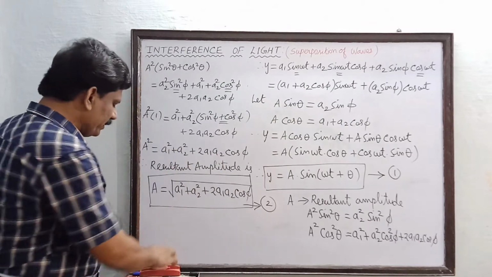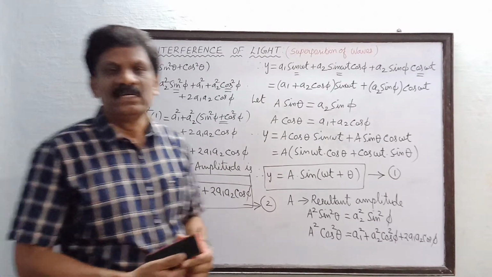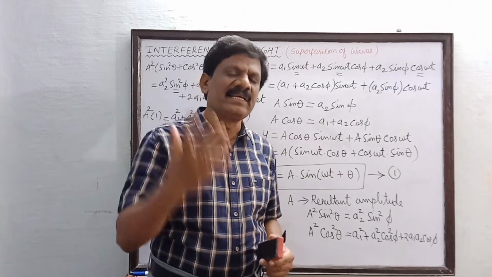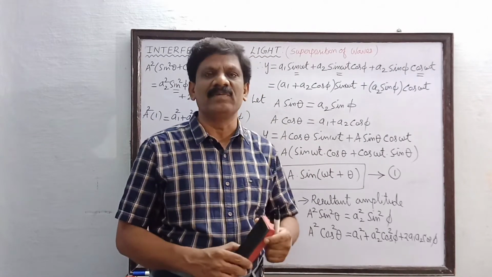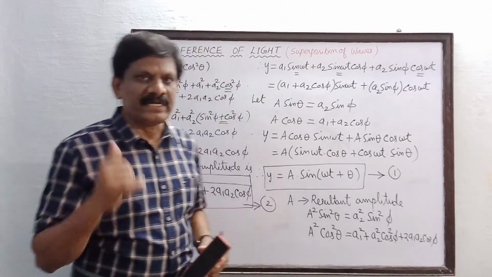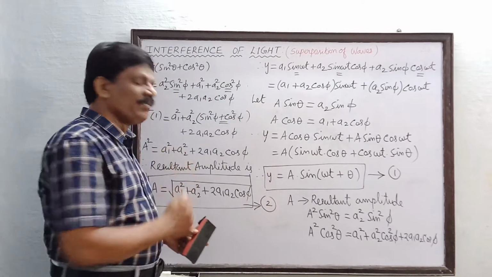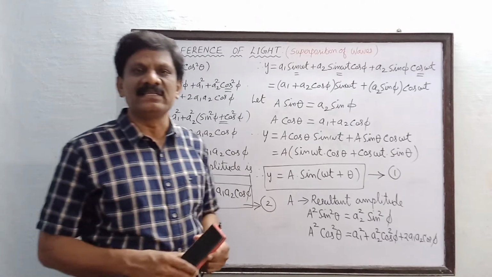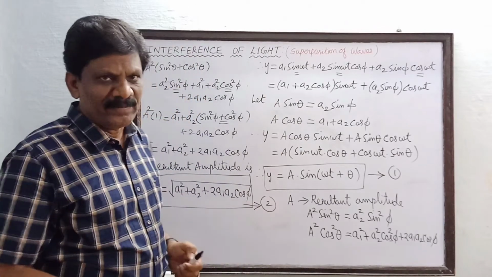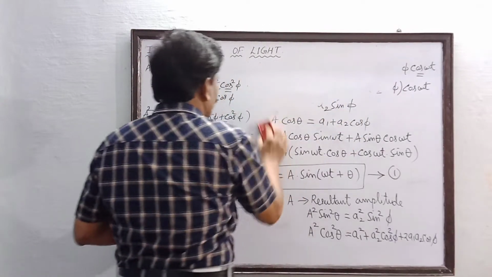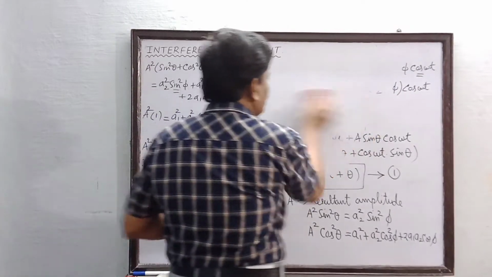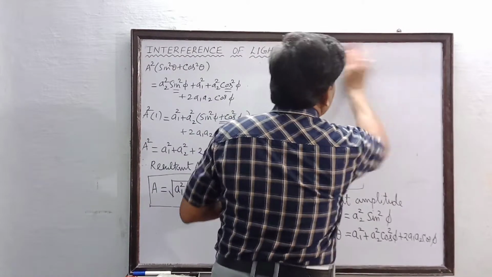Now we are going to generalize the case. Due to constructive interference, the amplitude will be maximum and the intensity will be maximum, and due to destructive interference, the resultant amplitude will be minimum, so the resultant intensity also will be minimum. So I am going to write the two cases. The first one is for maximum amplitude.